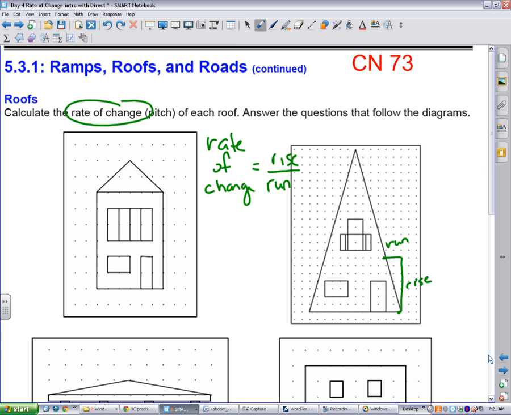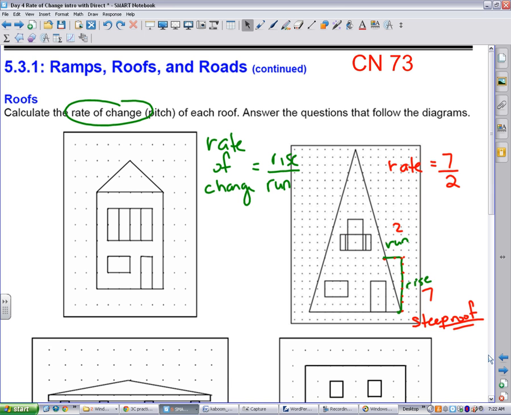It looks like I have run. I'm only counting the spaces. So I start here and move over 1, 2. So the run is 2. Again, starting here and moving 1, 2, 3, 4, 5, 6, 7. So my rise is 7. So the rate of change is rise, whoops, that's 7, rise over run 2. So my rate is going to be 7 over 2. This is a fairly steep roof. You're going to complete the rest of these.